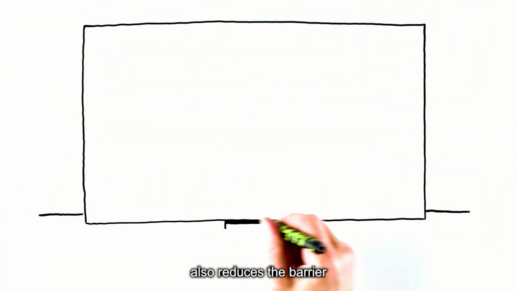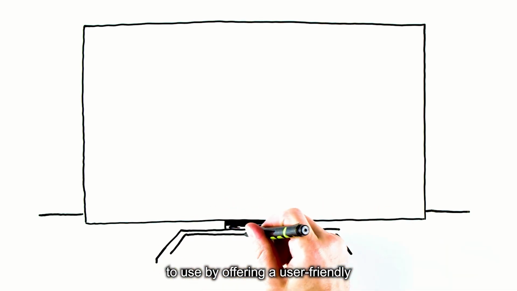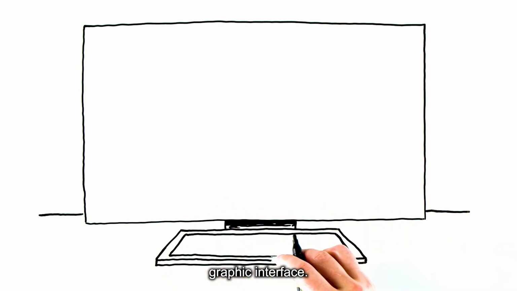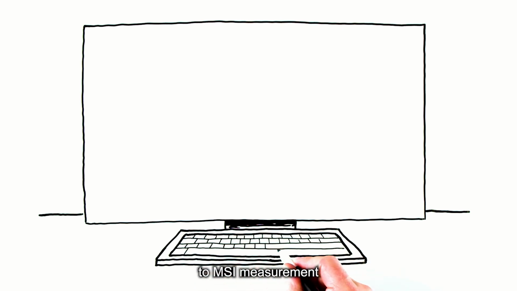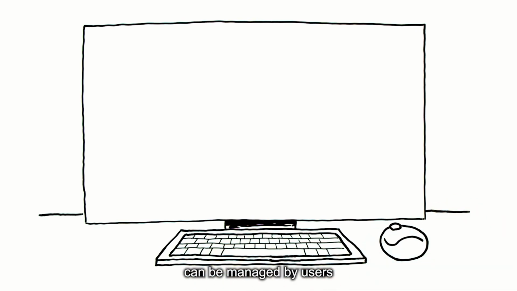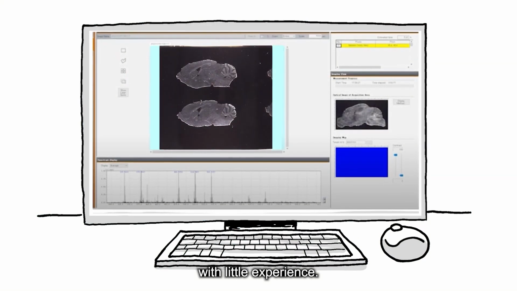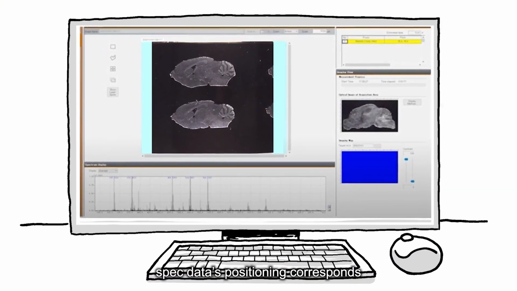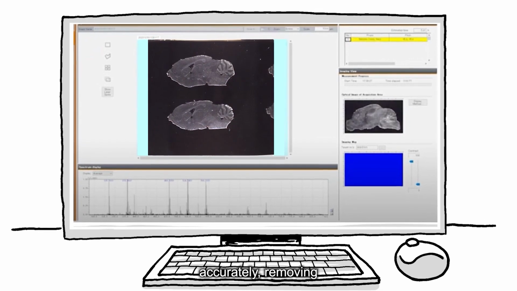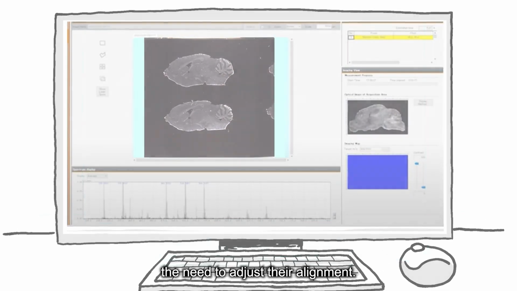The iMScope QT also reduces the barrier to use by offering a user-friendly graphic interface. Setting up an imaging experiment from microscopic observation to MSI measurement can be managed by users with little experience. And the resulting microscope imagery and mass spec data's positioning corresponds accurately, removing the need to adjust their alignment.